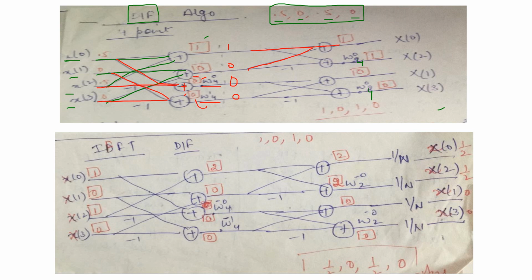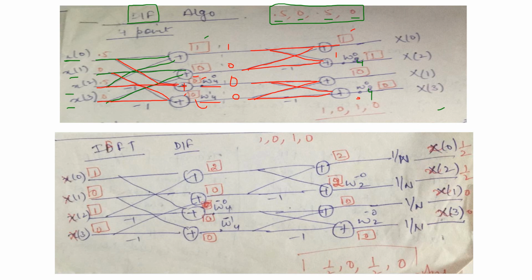1 plus 0 is 1. This 1 is coming from this side. This 0 is multiplying with -1, which is 0. 1 plus 0 is 1. This 0 is coming from this side, and this 0, 0 plus 0 is 0. Here 0 and 0, 0 minus 0 is 0.